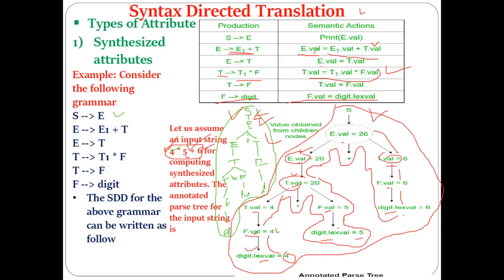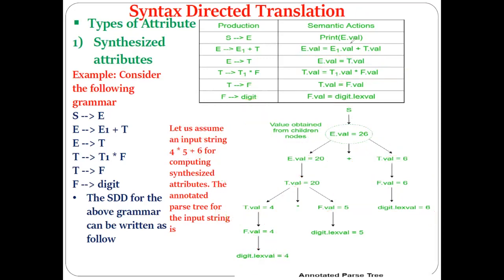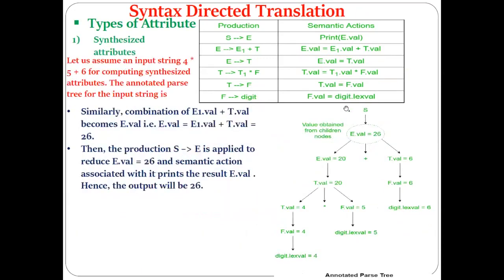Action is what? You can get the value of e dot val with the help of e1 dot val plus t dot val. So if you add 20 plus 6, you get the result. So here we are getting the result of this expression 4 × 5 + 6 as 26. And from that, you can say this expression is semantically correct. And this is being computed with the help of which kind of attributes? Synthesized attributes. Why is this called a synthesized attribute? Because each of these nodes has obtained its value from its children, and that is the reason such attributes, which obtain their values from their children, are referred to as synthesized attributes.